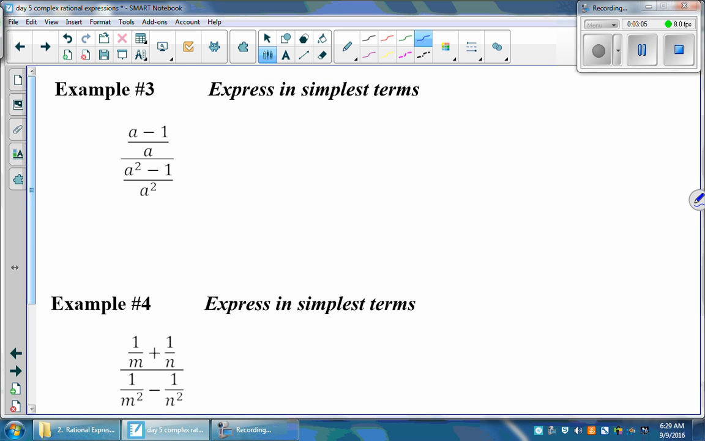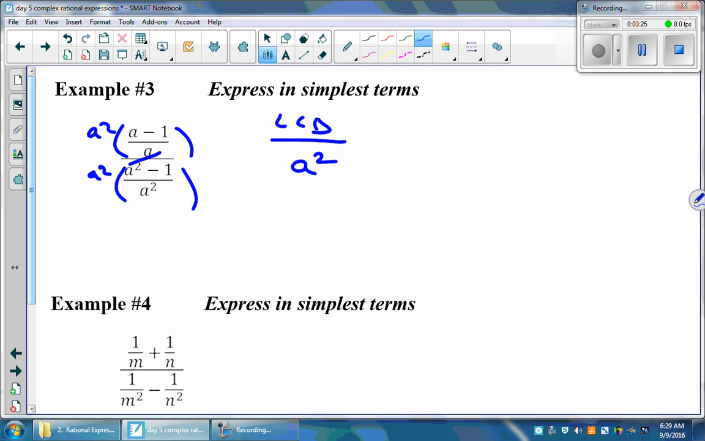Next example, same idea. If I were to look for a common denominator here, I have a denominator of a and a denominator of a squared. If I have the same variable raised to a different exponent, I'm going to use the larger of the exponent. So I'm going to use a squared as my common denominator. I'm going to take the fraction that's in the top and the fraction that's in the bottom, and I'm going to multiply both of them by a squared.